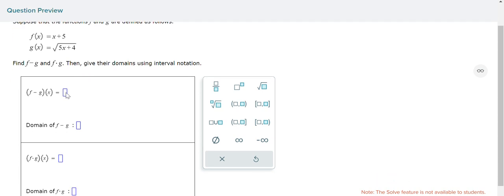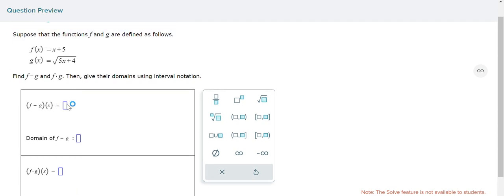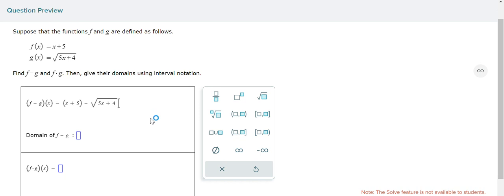Now this first part is actually going to be kind of straightforward, because if I take x plus 5 and I subtract g of x, which is just going to be the square root, it doesn't allow me to type in square root. I have to click. Where's the square root symbol? Here we go. 5x plus 4. There's actually nothing else here for me to do. This is it. There are no like terms for me to combine. I got x plus 5, I got minus the square root. Nothing else for me to do.